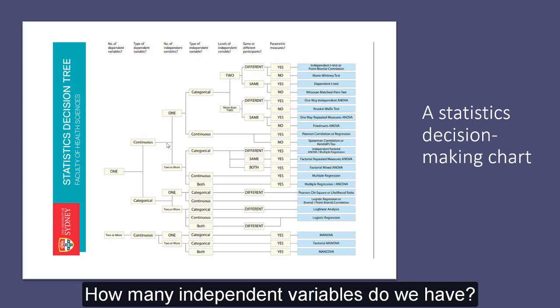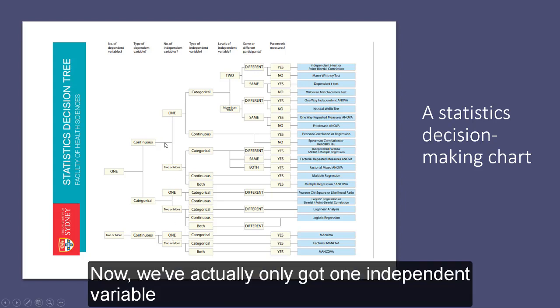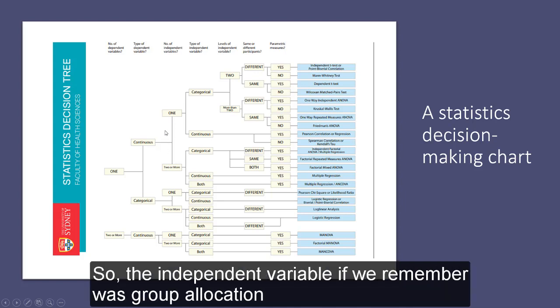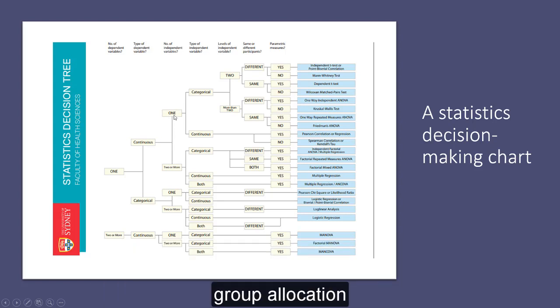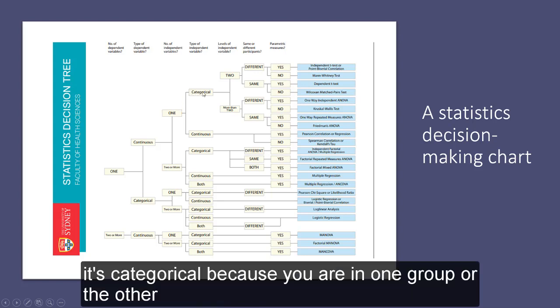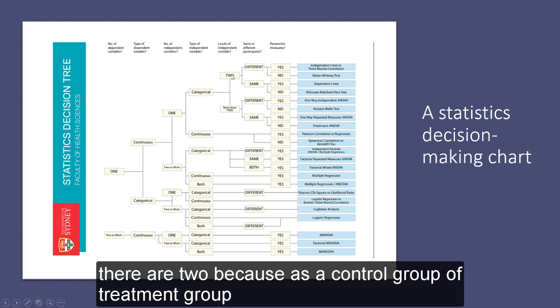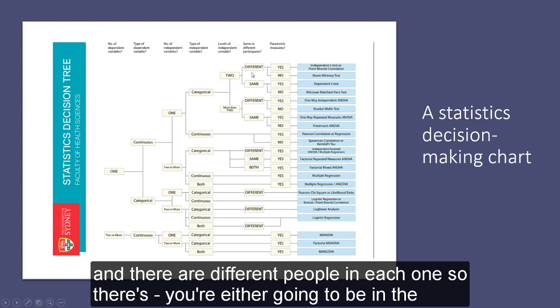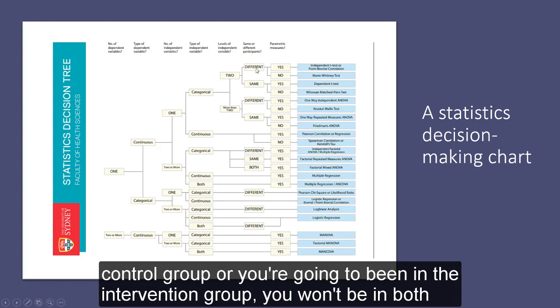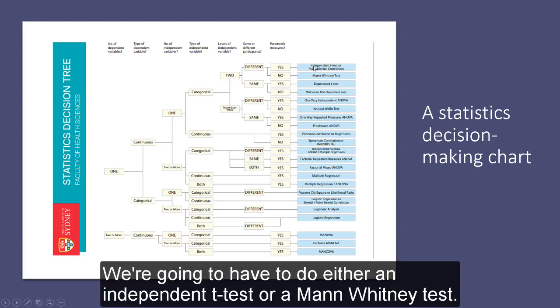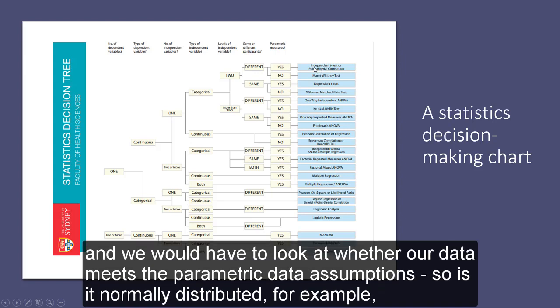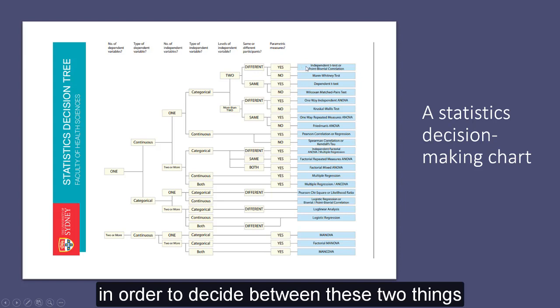How many independent variables do we have? Now we've actually only got one independent variable and it has two levels. The independent variable, if you remember, was group allocation, whether they're in the control group or the treatment group. It's categorical because you're in one group or the other. There are two levels because there's a control group and a treatment group. And there are different people in each one. So you're either going to be in the control group or you're going to be in the intervention group. You won't be in both. So at this point we know we're going to have to do either an independent t-test or a Mann-Whitney test. And we would have to look at whether our data meets the parametric data assumptions, so is it normally distributed, for example, in order to decide between these two things.